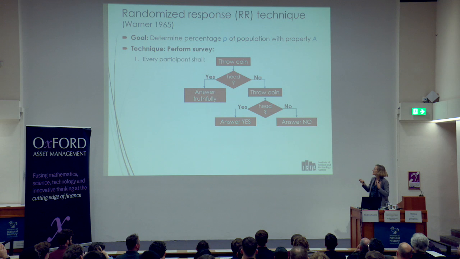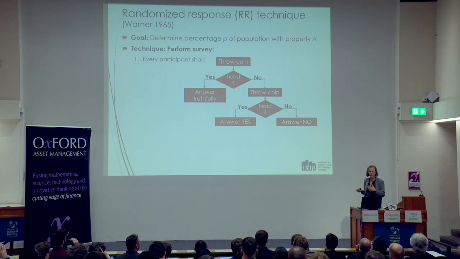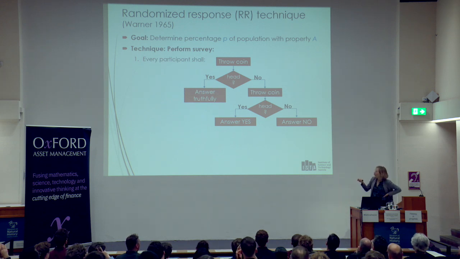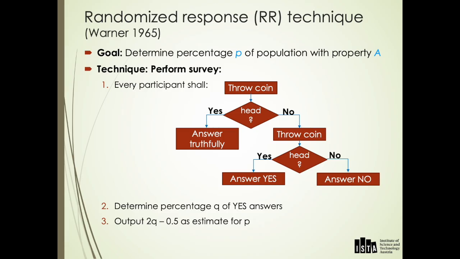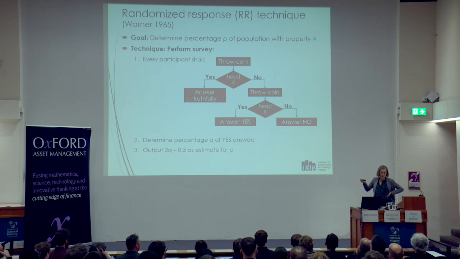But they should not tell anyone how often they threw the coin. They should not tell anyone the outcome of the first coin flip. That's the private information. They just give back this answer, yes or no, depending on this algorithm. Then you determine the percentage Q of yes answers. And then you output 2 times Q minus a half as the estimate for P, the true answer. It turns out that this is an unbiased estimator for the true answer, so it will give you a good estimate.